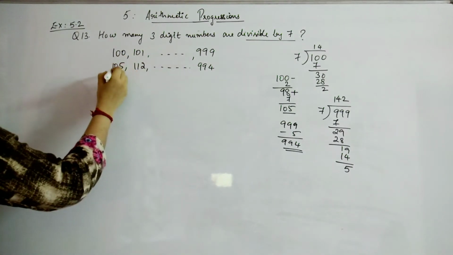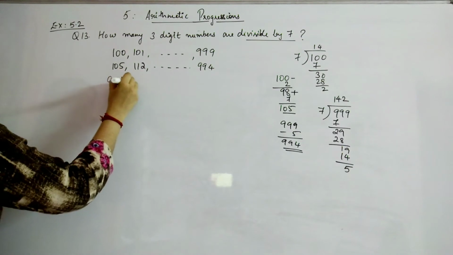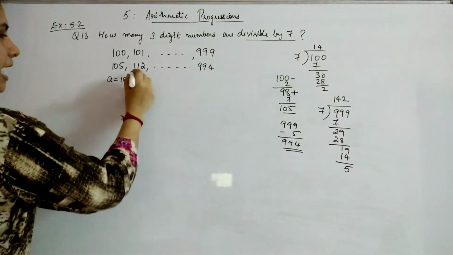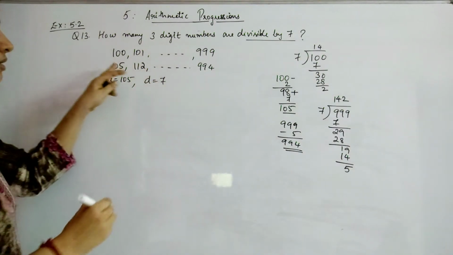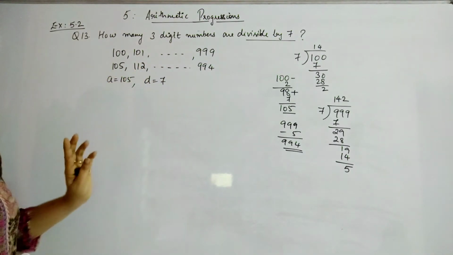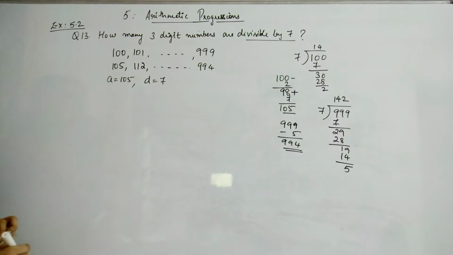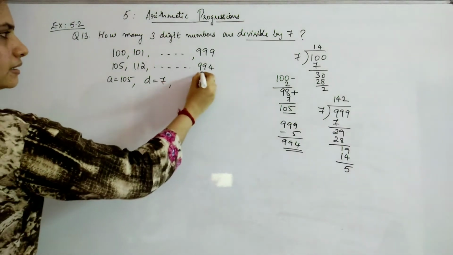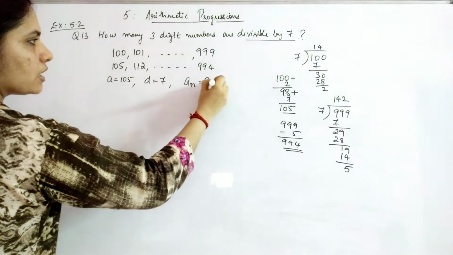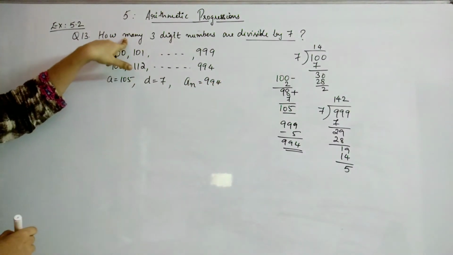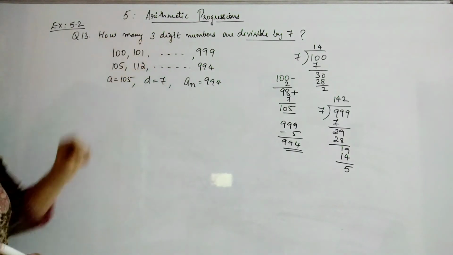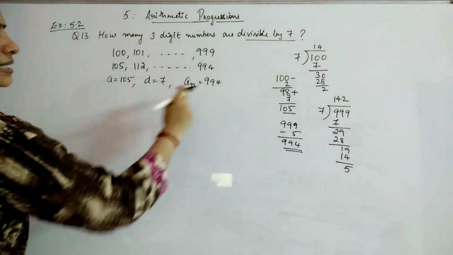Okay, now here you can see that the first term which is divisible by 7 is 105. So it will be acting as A. And D obviously will be 7, because 112 minus 105 is 7. So you have the common difference to be 7. And this 994 is actually your last term, and we don't know the position. That is our question. How many 3-digit numbers means the question is how many n you can find which are divisible by 7 and are 3-digit numbers.